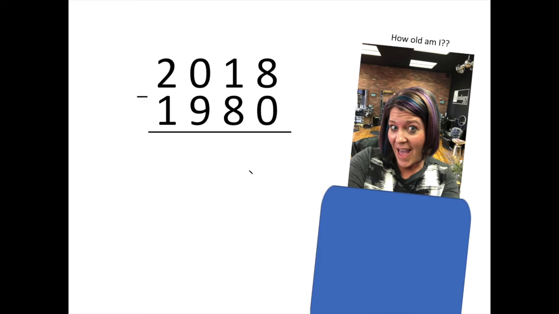All right, now that you are back, let's go ahead and check our answers. So, ones place, can we take 8 minus 0? Absolutely, we don't have to borrow anything. 8 minus 0 is 8. Tens place, can I take 1 minus 8? No, I cannot. So I have to borrow from the hundreds place. Do I have anything I can borrow from the hundreds place? No, so I have to keep going.